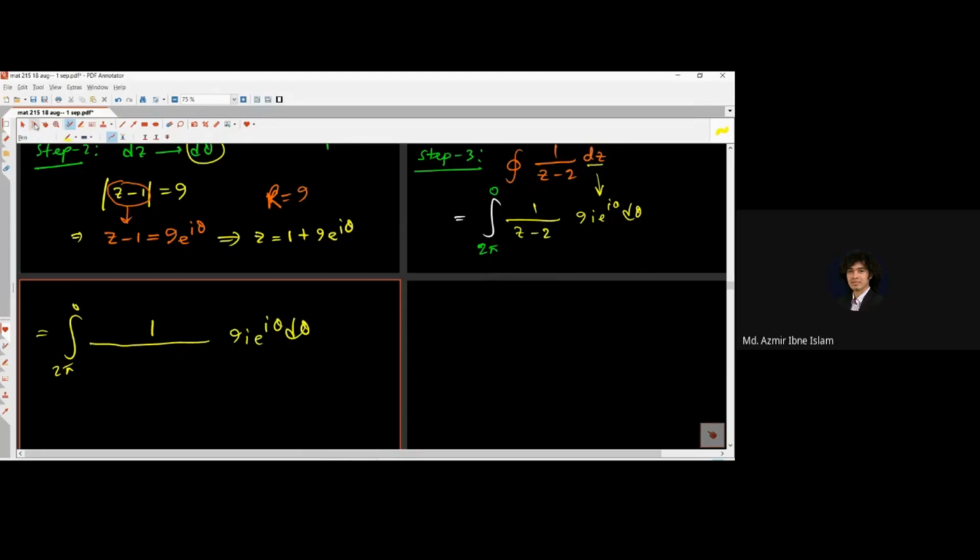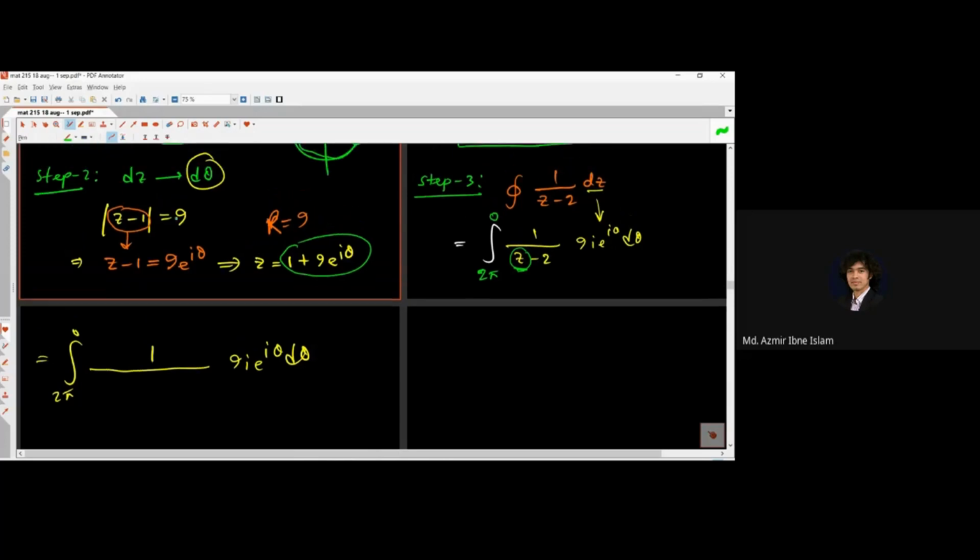So here we have z minus 2. Can you please tell me what we have found for z? We have found z as 1 plus 9 e to the power i theta, right? From step 2. Have a look at step 2. We can replace z by 1 plus 9 e to the power i theta. Is that okay? Yes, sir. So this is the conversion of the main function, 1 plus 9 e to the power i theta, and we have minus 2. So this is z minus 2.